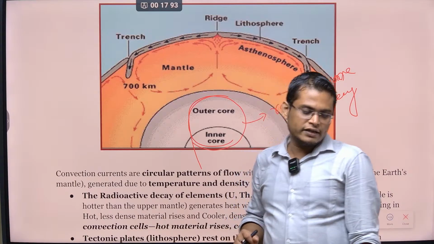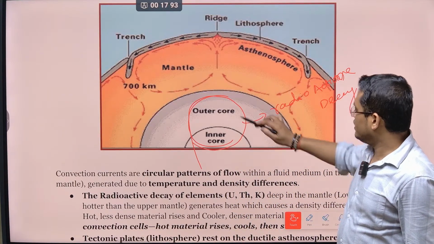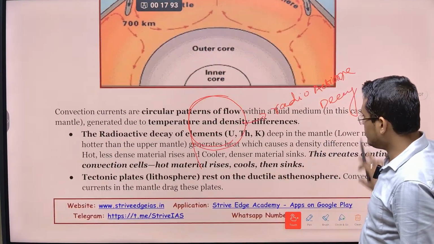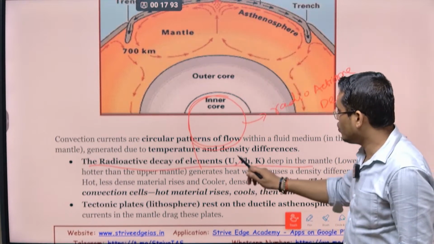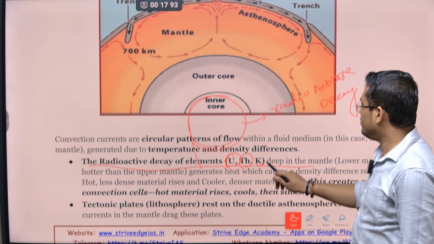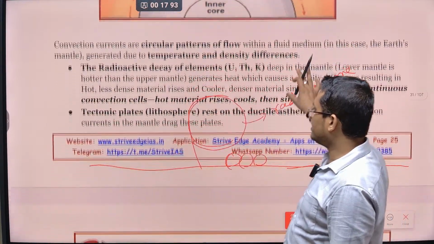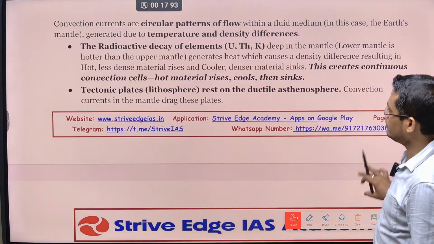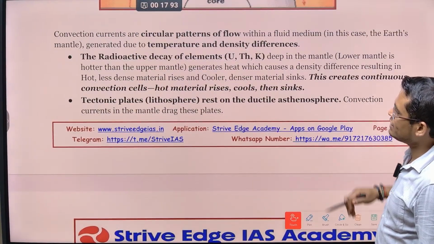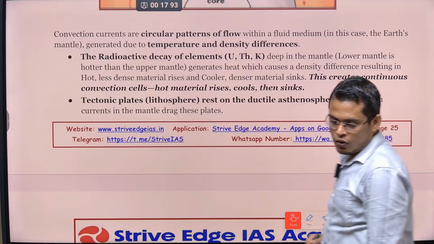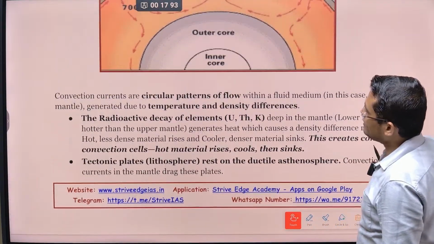Because of that they release a lot of energy, and this energy supplies all these actions. The second thing is the radioactive decay of elements like thorium, uranium, and potassium deep in the mantle. The lower mantle is hotter than the upper mantle. So we can see all this energy is coming either from the core, or from radioactive decay happening in the mantle itself. These are the driving forces behind it.